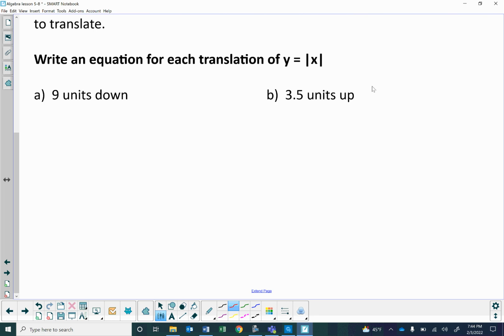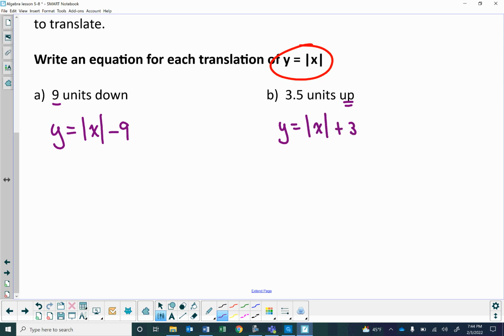For example, if I know my parent function is y equals absolute value of x, like it says, I'm going to translate it down 9 units, 9 units down. So that means I'm going to have y equals the absolute value of x minus 9. Because it's going down, it's going to be negative. If I'm going to go up 3.5 units, then I'm going to have y equals the absolute value of x plus 3.5.